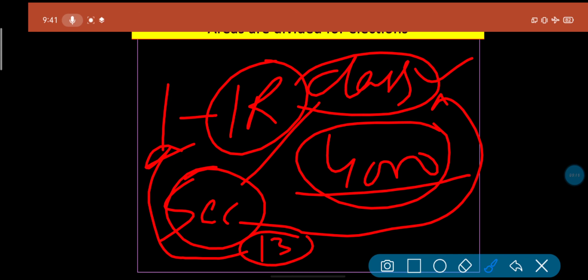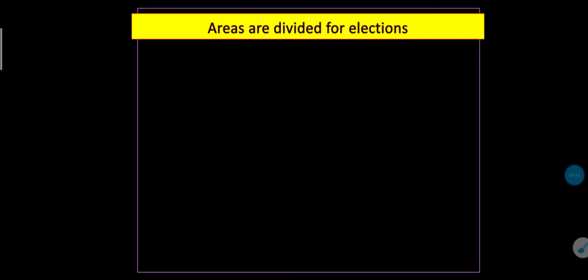Similarly, as schools are divided into classes and sections, to conduct the election in a smooth way, our country is also divided into parts for the election, so that we get almost an equal number of representatives from each and every place.